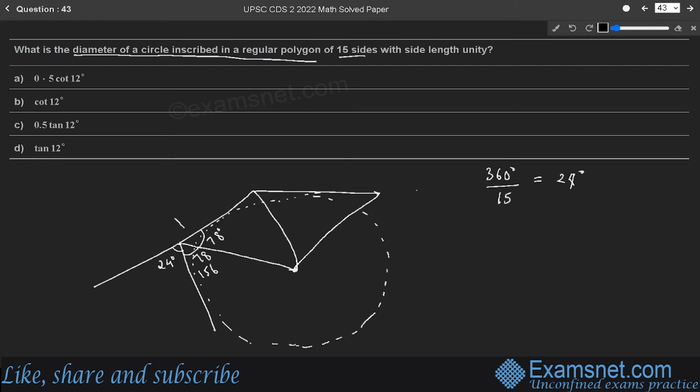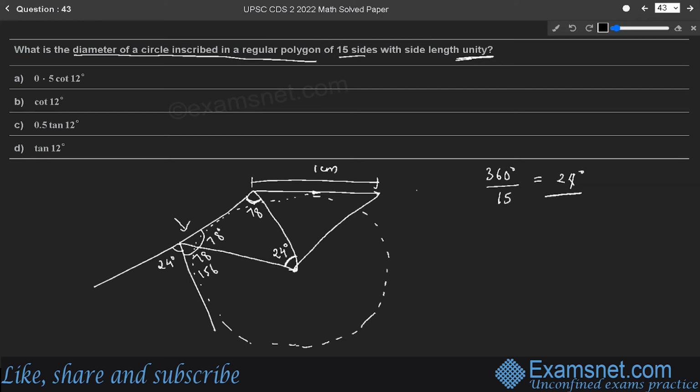So if this angle is 78, this angle will also be 78, because we know that in a regular polygon, the angles which are corresponding are equal. Then this small angle will be 24, because we know that the measure of a single angle is 24 degrees. Now the length of the side is given, which is unity. Whenever we see unity, it means 1 centimeter. So the length of one side is 1 centimeter.